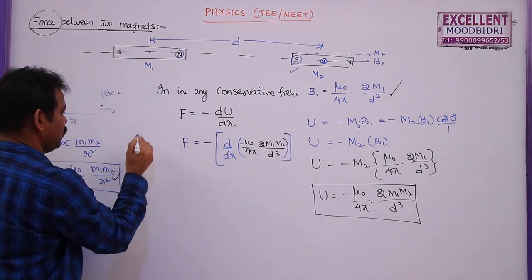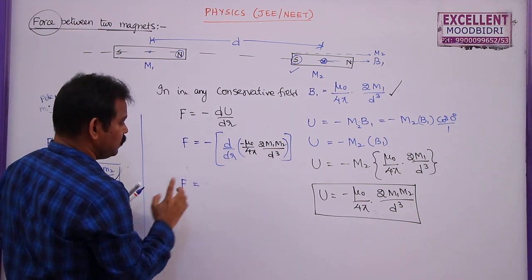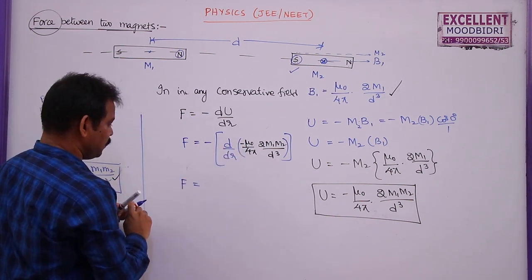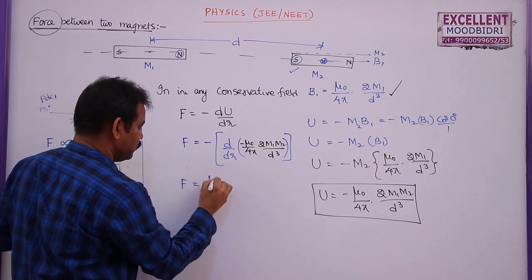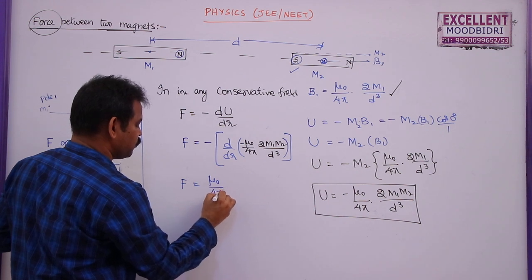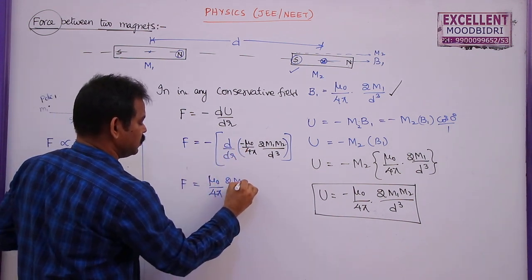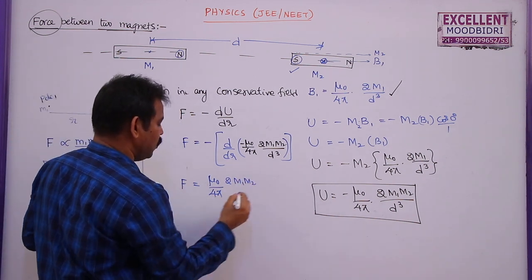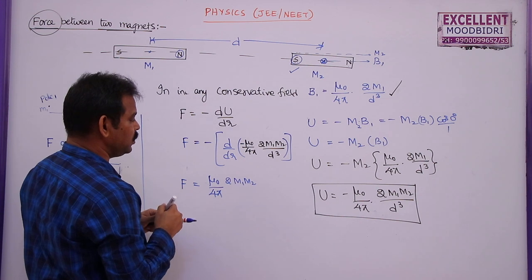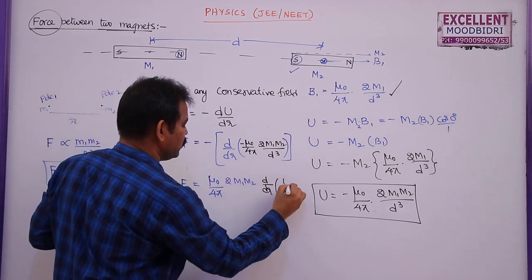So F is given by, here you can see minus of minus will become plus. So this can be written as, bring the constants outside, mu naught by 4 pi is a constant, minus of minus is plus. 2 is constant, the magnetic moments of the two bar magnets are constant. So you have to differentiate only the d cube. So d by dr of 1 by d cube.